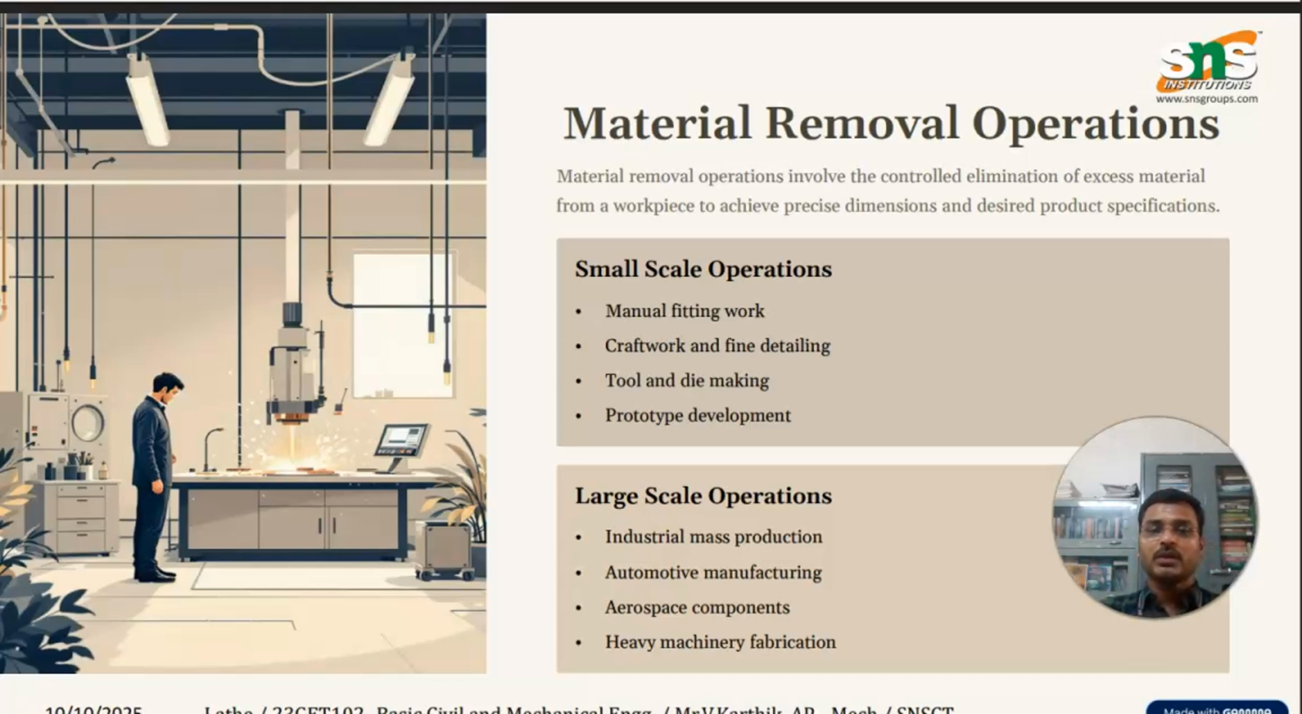Some of the small scale operations we use here are manual fitting work, craft work, and the fine detailing, tool and die making, prototype development. These are all some of the small scale operations we use in the material removal operations. And the large scale operations are industrial mass production, where the automotive manufacturing and aerospace components, heavy machinery fabrication, here we use these large scale operations.